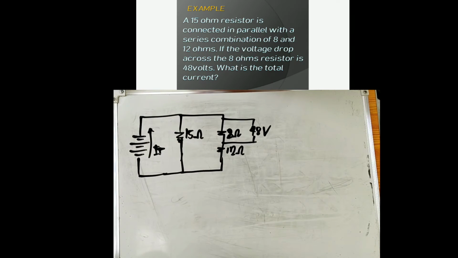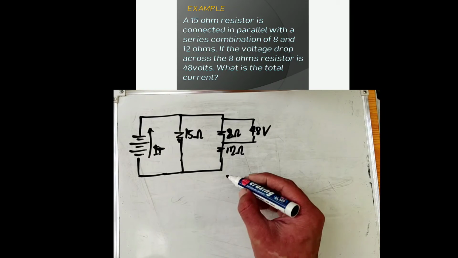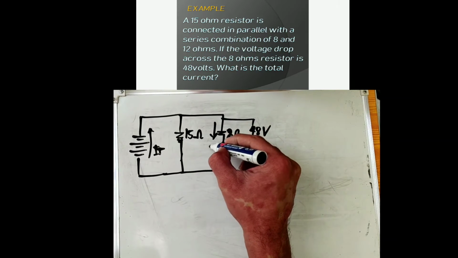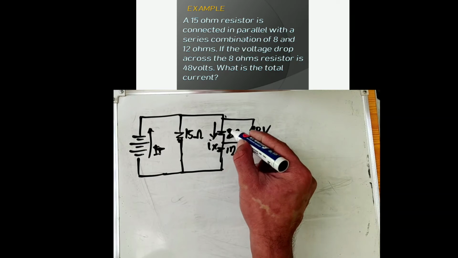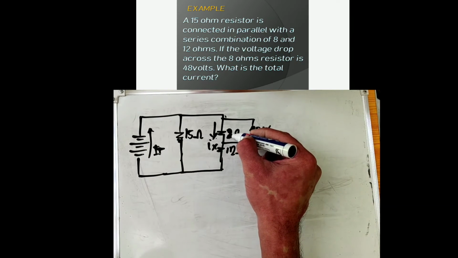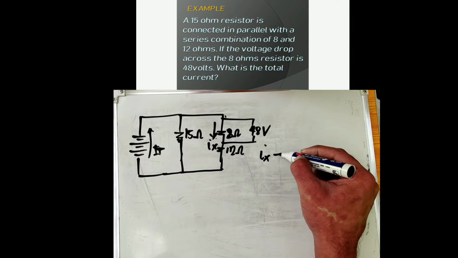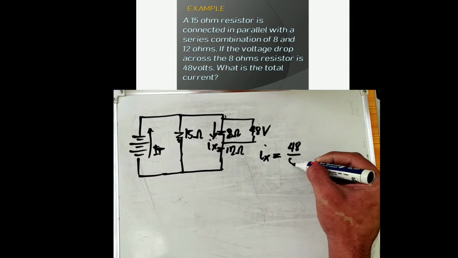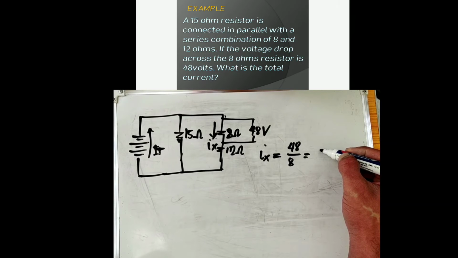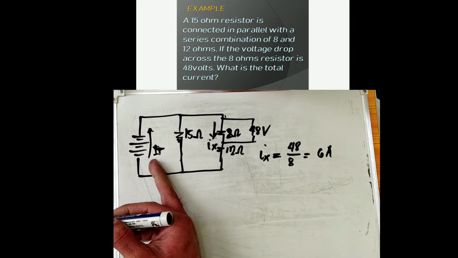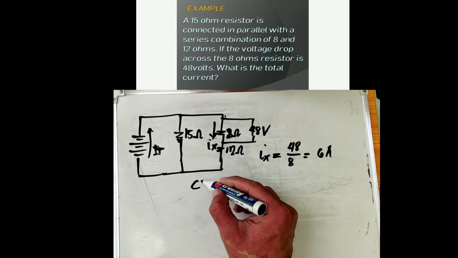So, paano natin gagawin yon? In this case, we can get the value of the I total. How? We can first get the value of the current flowing in this branch. Whatever the current flowing in the 8 ohm resistor will also be the current flowing in the 12 ohm resistor. So, we can get for the Ix, that is 48 over 8, and that is 6 amperes.